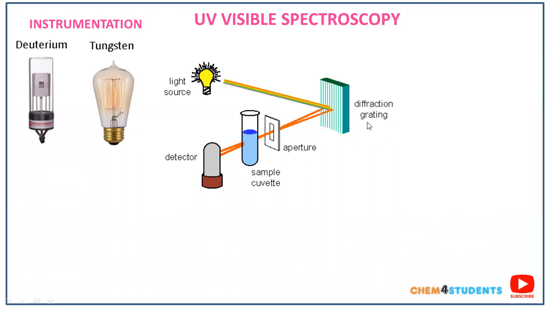And these gratings will be useful for converting polychromatic light to monochromatic light. What is the use of converting polychromatic light to monochromatic light? If you are sending the polychromatic light directly from the source to the sample solution, this light will give other radiations like scattering radiation, reflecting radiation and transmitting radiation, but we require only transmitted radiation. So that's why we need to use the monochromator.